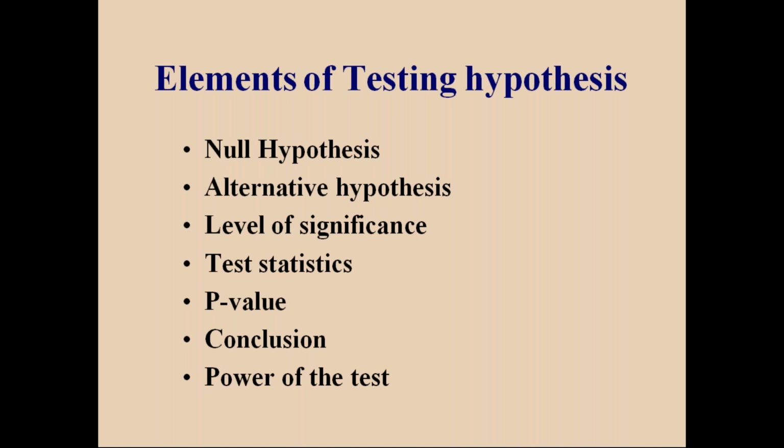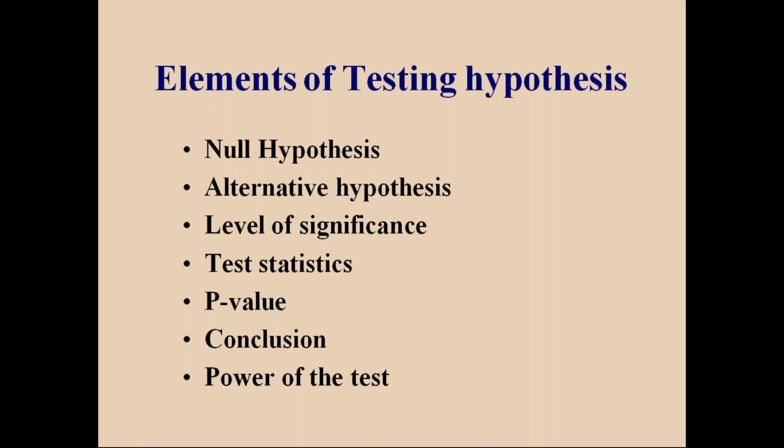Please go through this. What are the elements involved for testing hypothesis? The first point is null hypothesis. Second point is alternative hypothesis. Third one is level of significance. Fourth one is test statistic. Fifth one is p-value. Sixth one is conclusion. The last one is power of the test.